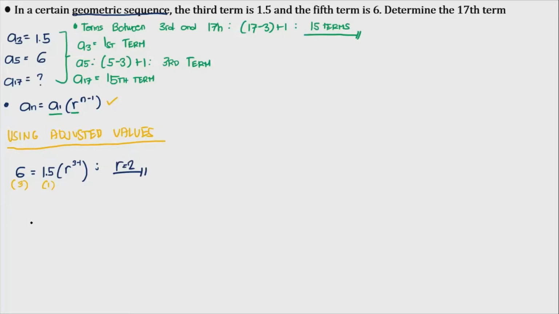So alam na natin yung common ratio, madedetermine na natin si A17. Ulitin ko, si A17, siya yung adjusted 15th term. Then 1.5, si 1.5, siya yung adjusted first term, times common ratio natin 2 raised to 15 minus 1. Therefore, final answer, A17 is equal to, medyo malaki-laki number to, 24,576. Ito na yung final answer natin.